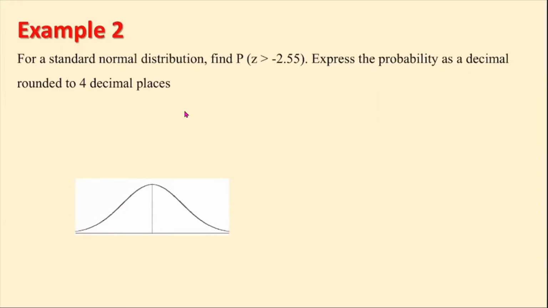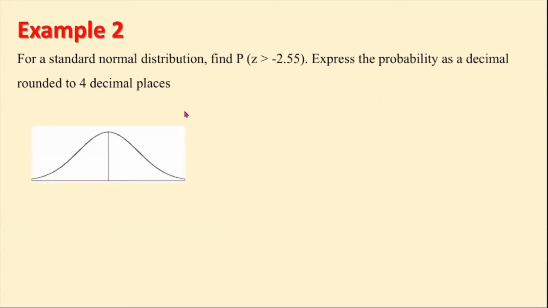Suppose that's my normal distribution. This is the standard normal distribution with mean 0 and standard deviation 1, so that we have the z-scores along the x-axis and the mean is here, which is 0. And here we are talking about the z-score, which is negative 2.55. 0 is here, so negative 2.55 should be somewhere there. So we can show that.